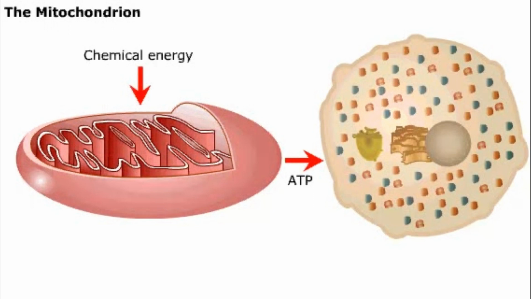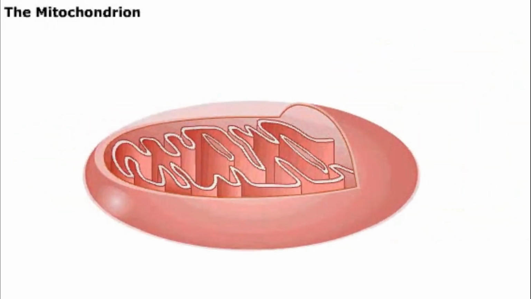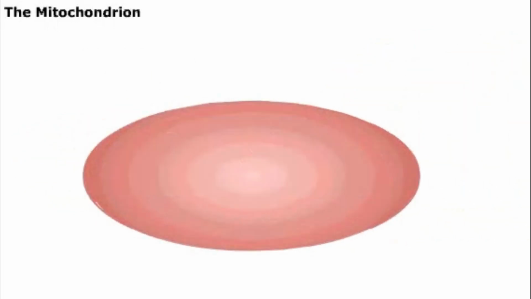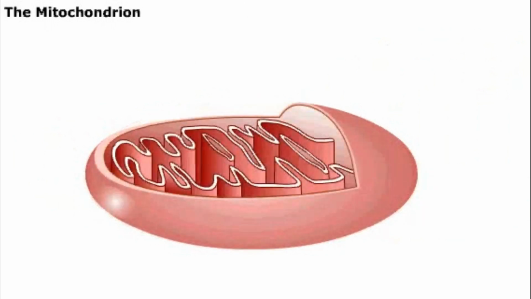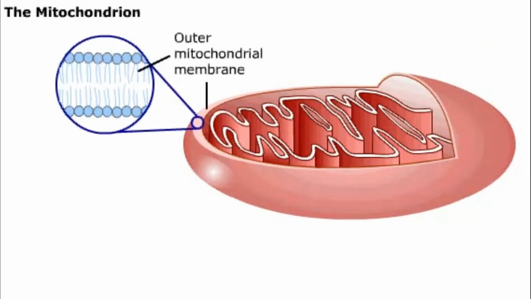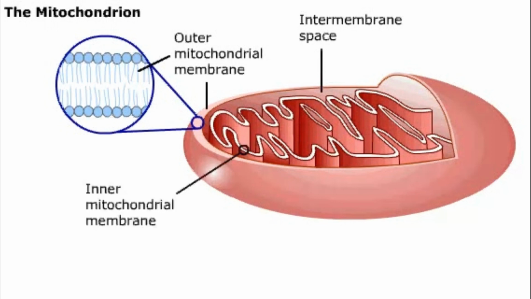We'll learn about how that's done when we study metabolism. Mitochondria are shaped like an ellipsoid, or elongated sphere. They're about 0.5 micrometer across and between 1 and 5 micrometers long. Mitochondria have two membranes. The outer mitochondrial membrane surrounds the organelle. The intermembrane space lies between the outer and inner mitochondrial membranes, while the inner mitochondrial membrane contains numerous folds, called cristae, that increase the surface area where the production of ATP takes place.